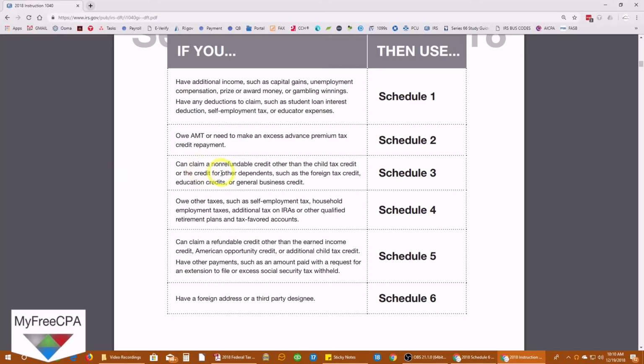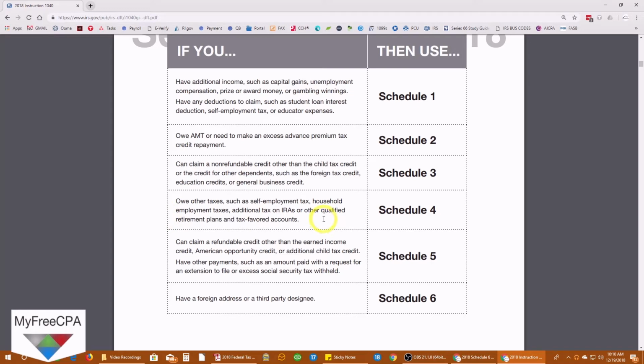Now, Schedule 3. This is for non-refundable tax credits other than the child tax credit or credit for other dependents, such as foreign tax credit, right? You make income in another country, whether it's dividends or wages, and you pay taxes to another country, you get a tax credit in the United States for that. That goes on Schedule 3. Education credits, right? You go to college, you get education credits. General business credits, there are a litany of them. If you have any business credits whatsoever, those go on Schedule 3.